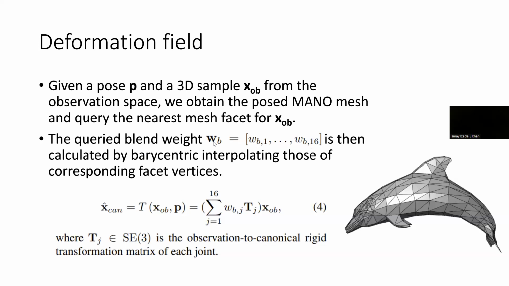When you have these weights calculated, you can loop over each of those 16 joints, use those blend weights, and multiply with a transformation matrix. The result of this will be your query point mapped to the canonical space. And this transformation matrix, I suppose, is a learnable parameter.